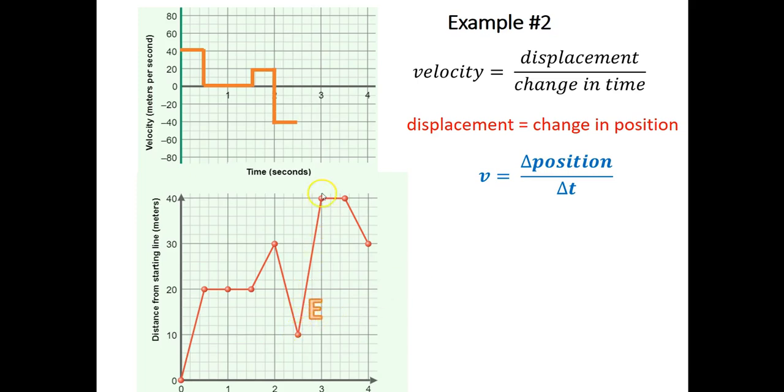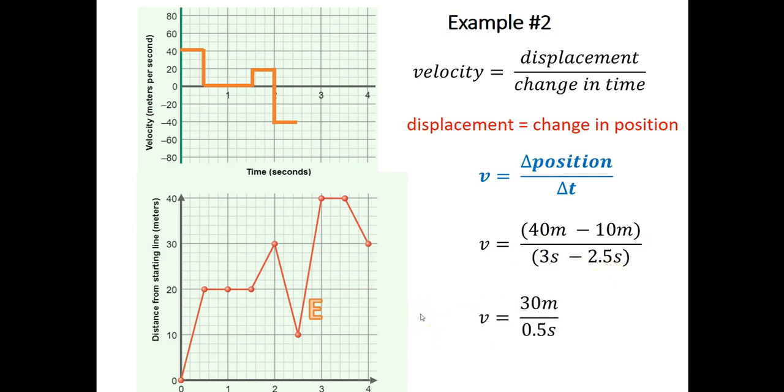The next segment, E, is going up very steeply. So again, it's going to be in the positive, and it's going to be a highish number because it's pretty steep. It's only 1/2 of a second difference. So our ending position is 40 meters. Starting is 10. And our difference here, 3 seconds minus 2.5 seconds, gives us 30 meters divided by 0.5 seconds, which gives you 60 meters per second. Very quick, boom. So we're going to go all the way up to 60, draw a line, and connect it.